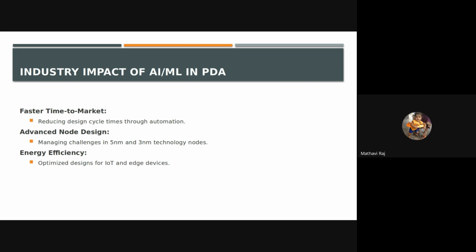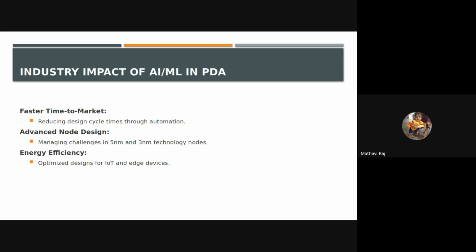This results in faster prototyping and quicker time to market, allowing companies to deliver products more efficiently. Advanced node design. With semiconductor technologies shrinking to smaller nodes such as 5 nanometer and 3 nanometer, designers face increasing challenges related to power, performance, and area. At the smaller nodes, transistor density increases and physical constraints such as leakage current, power consumption, and heat dissipation become more significant.